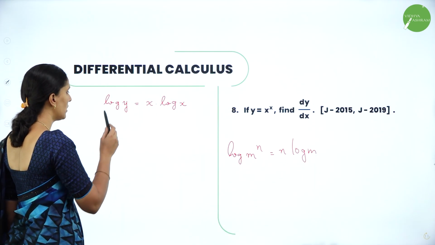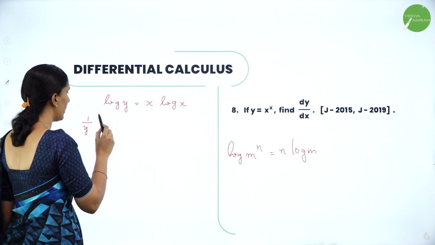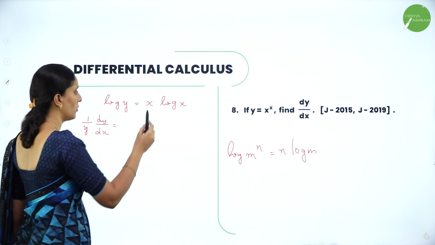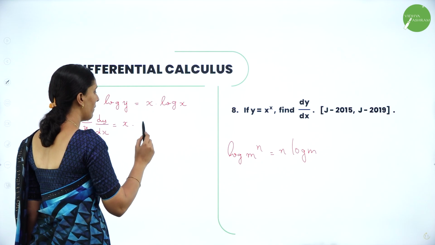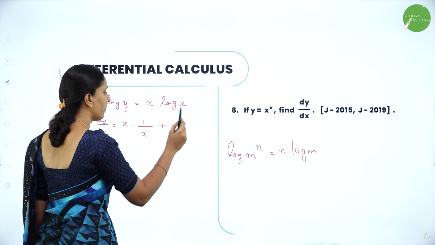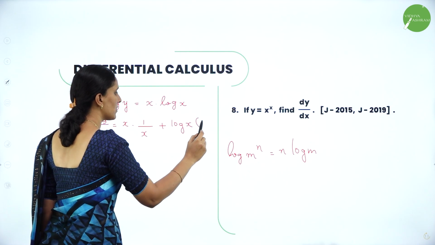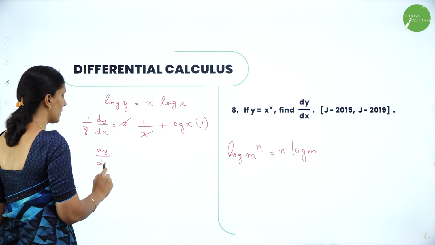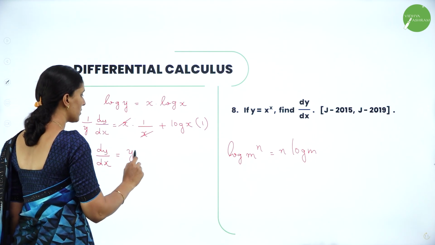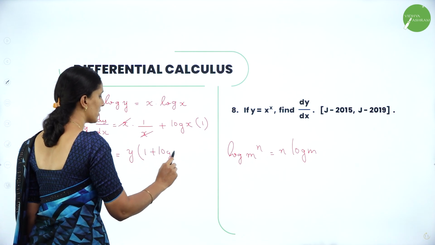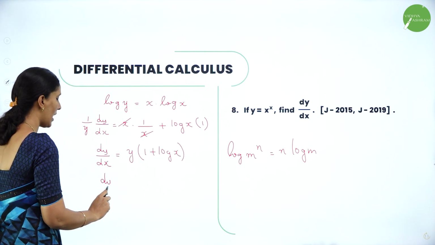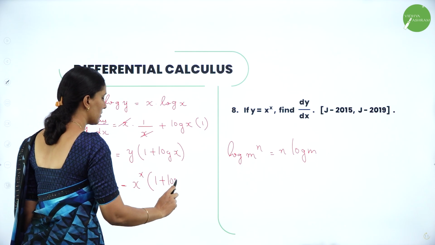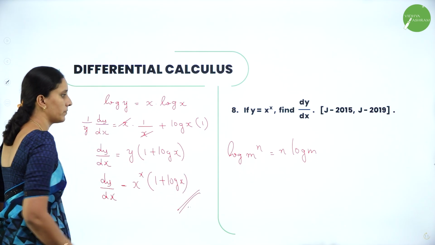Now let us differentiate it. Log y can be taken as 1 by y dy by dx. Here let us apply the product rule. So first function into derivative of log x, that is 1 by x, plus second function is log x, derivative of x is 1. x and x get cancelled. So here you have dy by dx. Let me shift y here, then it is y into 1 plus log x. So we can replace y as x power x into 1 plus log x. So this is the derivative of the function.